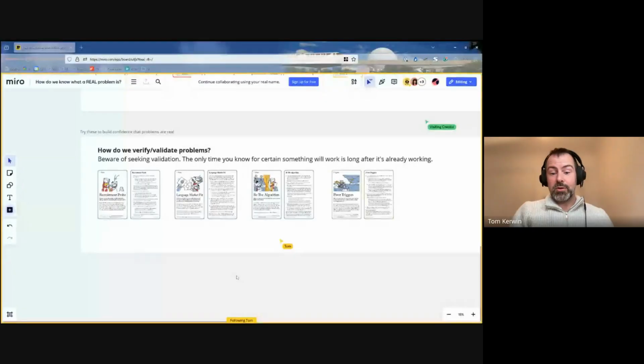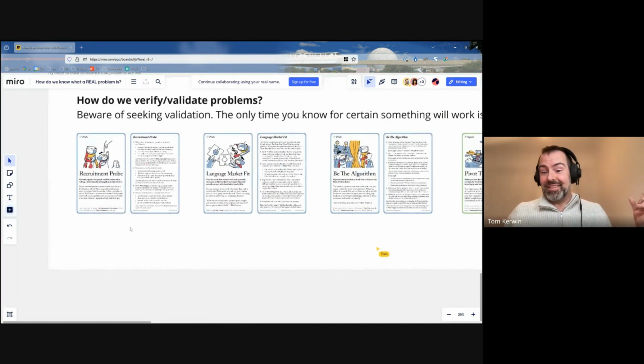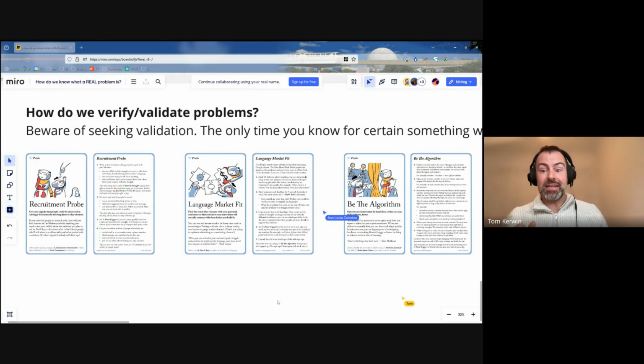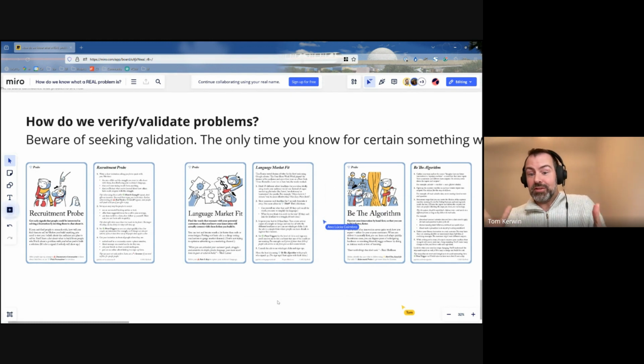Cool. So I will zoom out a little bit. The secret is, I think, if we zoom down to the bottom set of cards. I've got a thing here, which is how do we verify or validate problems? With a little note, beware of seeking validation. The secret to knowing that you found a real problem is that when you solve it, you have a business. Ultimately, that's the only way you're really going to know with absolute certainty, after you've already solved it and it's working really well for quite a long time.